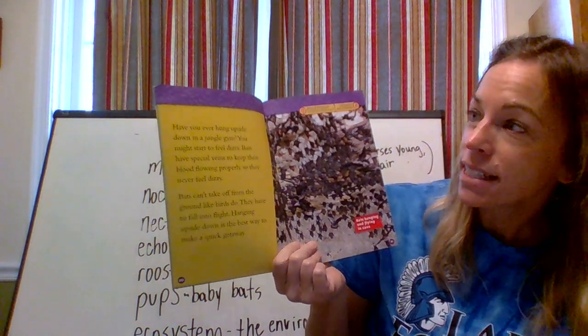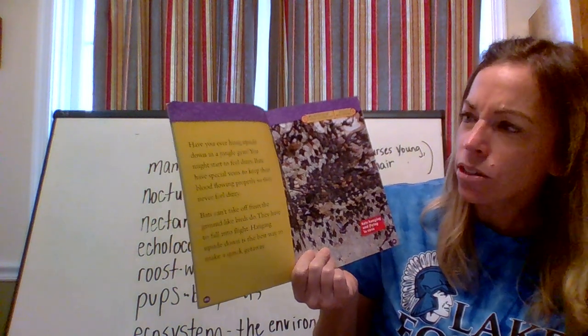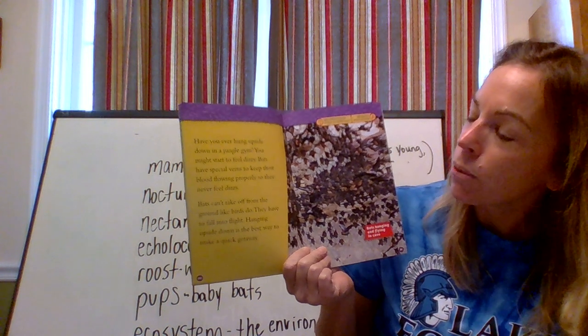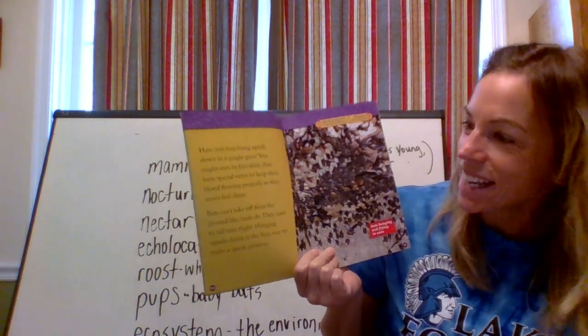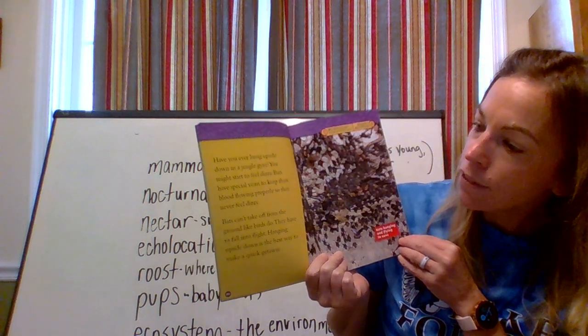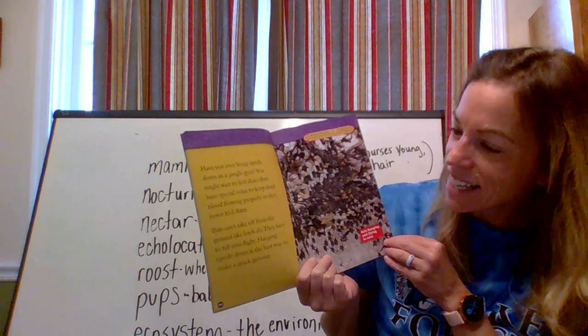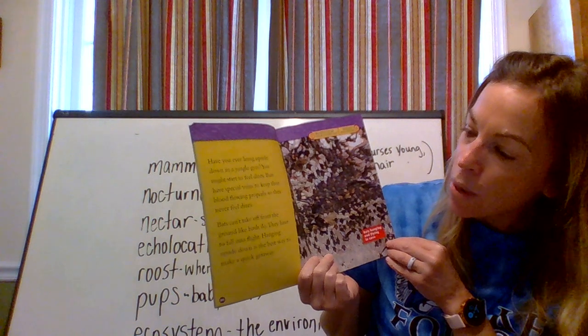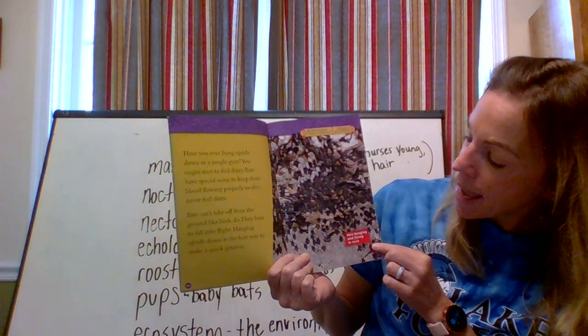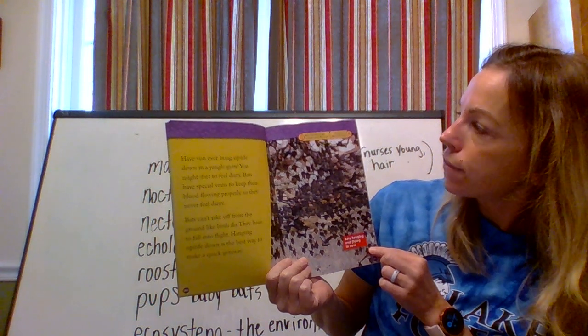Have you ever hung upside down in a jungle gym? You might start to feel dizzy. Bats have special veins to keep their blood flowing properly so they never feel dizzy. Bats can't take off from the ground like birds do. They have to fall into flight. Hanging upside down is the best way to make a quick getaway. And it says they are bats hanging and flying in a cave.